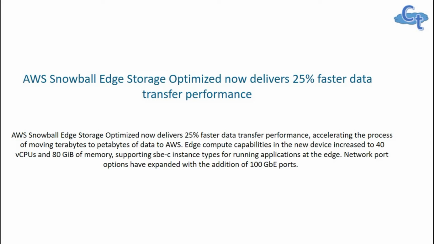AWS Snowball Edge is a 100 TB data transfer device with onboard storage and compute capabilities. Now, AWS Snowball Edge Storage Optimized delivers 25% faster data transfer performance, accelerating the process of moving terabytes to petabytes of data to AWS. The edge computing capabilities in the new device increased to 40 vCPUs and 80 gigabytes of memory.